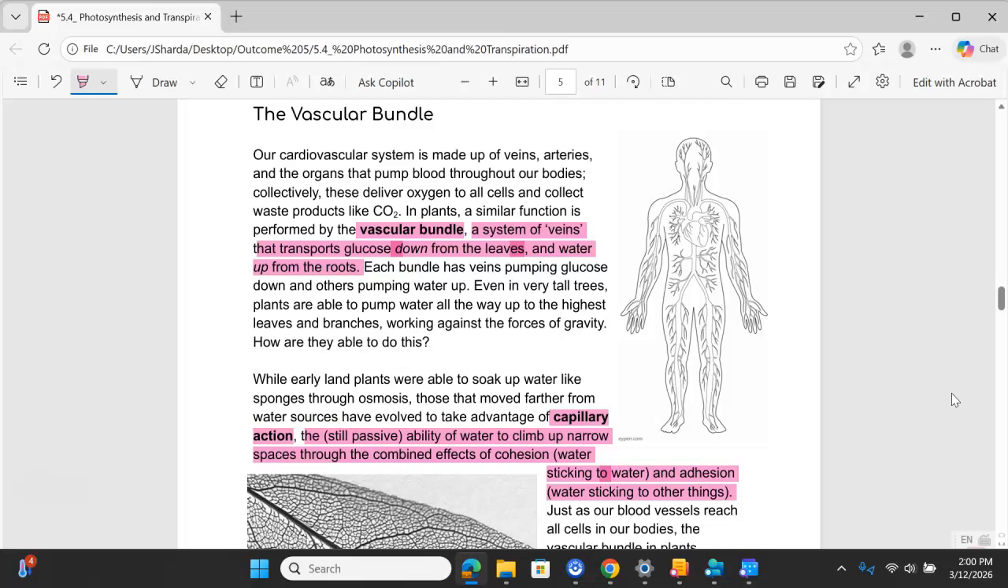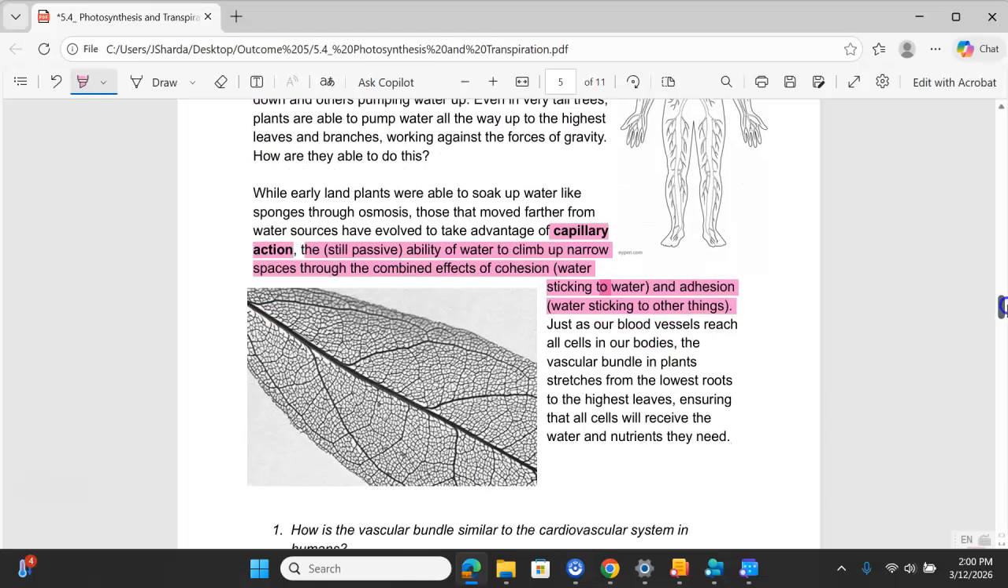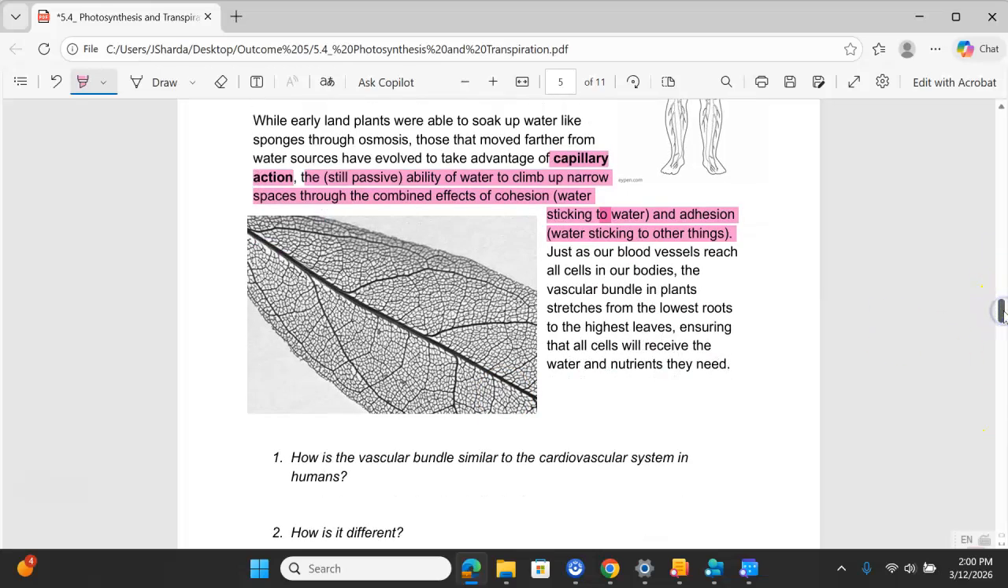Just as our blood vessels reach all of the cells in our bodies, the vascular bundle in plants stretches from the lowest roots to the highest leaves, ensuring that all cells will receive the water and nutrients they need. Okay? All right, so here we see some leaf veins, some vascular bundles in the leaf. If you ever take a look at celery, they have that stringy stuff. A lot of those are vascular bundles.